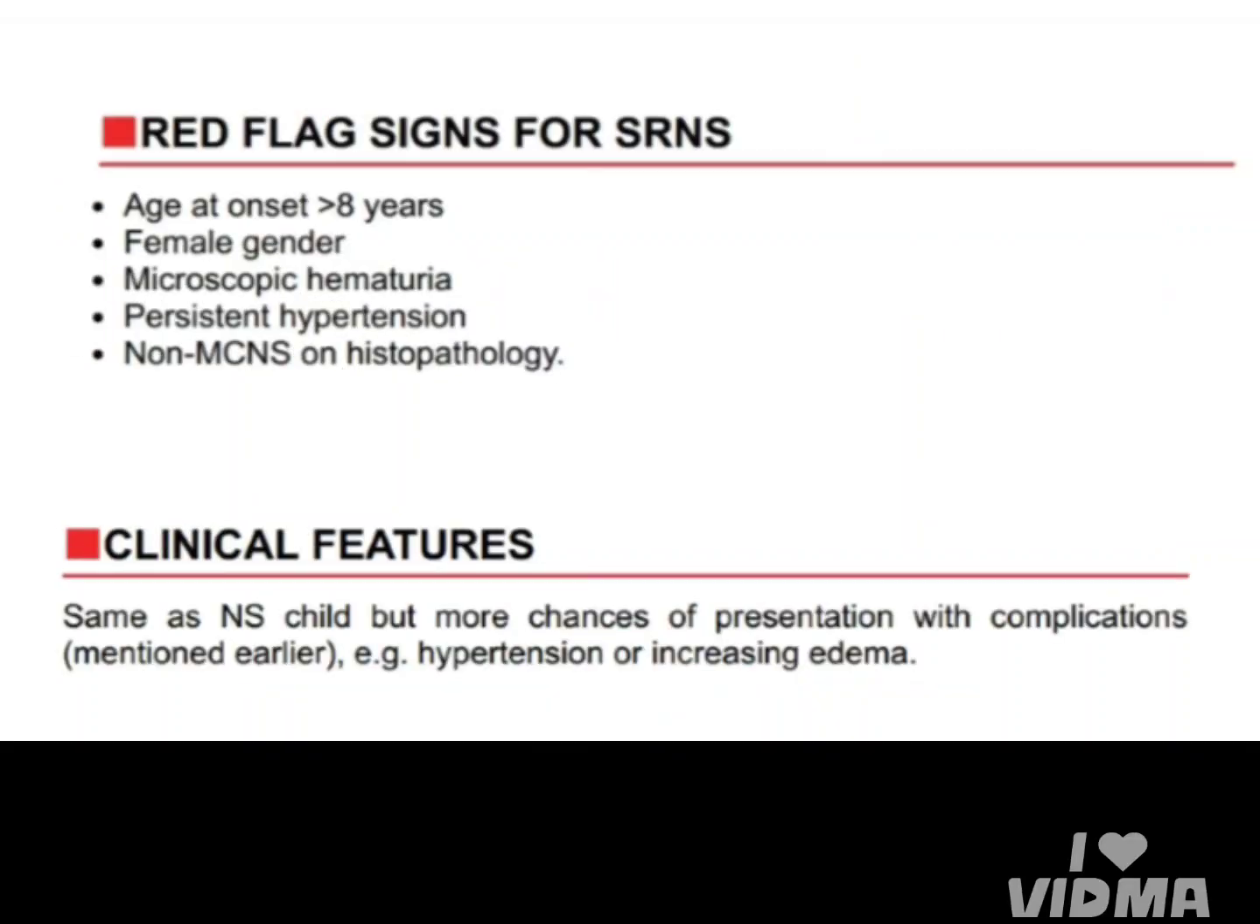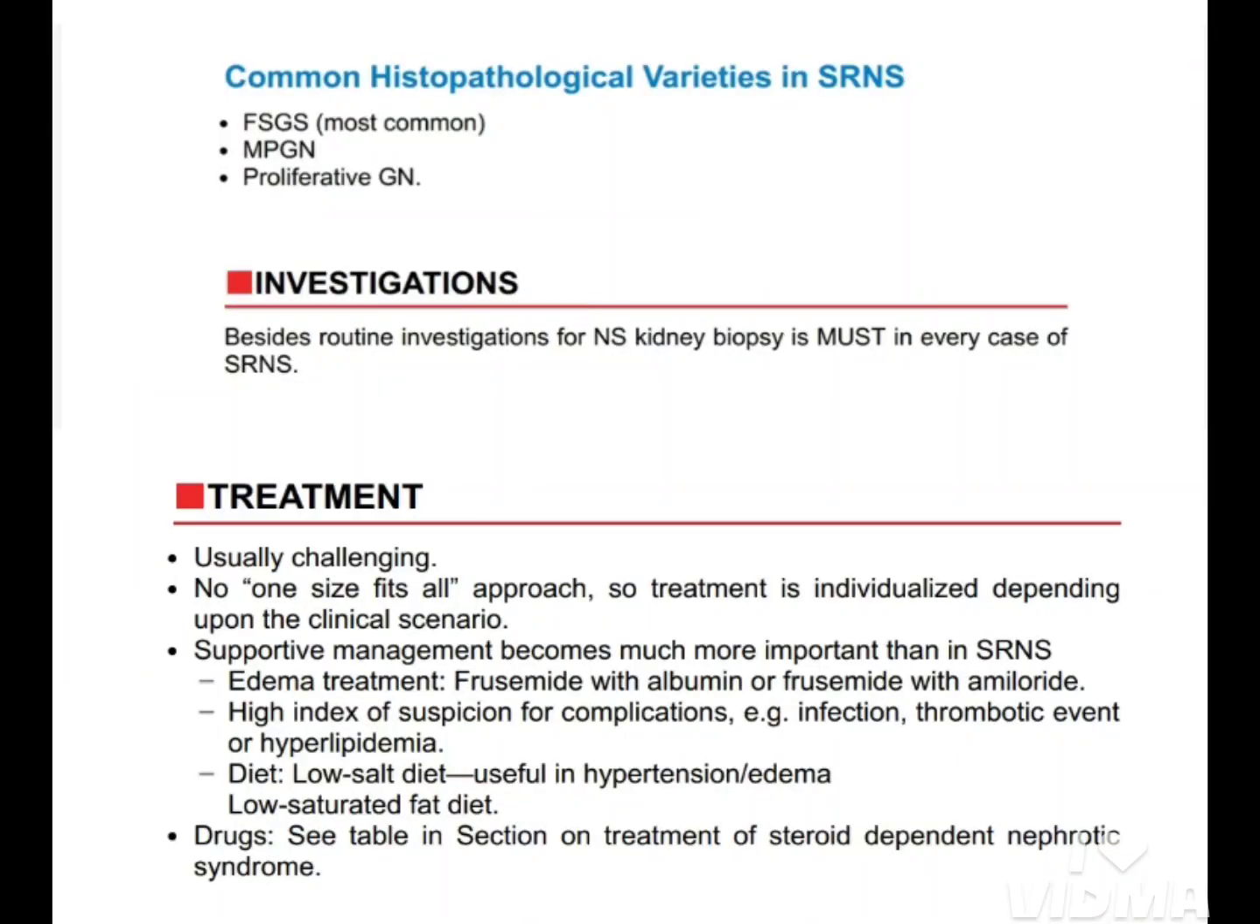Red flag signs for SRNS: age at onset greater than 8 years, female gender, microscopic hematuria, persistent hypertension, non-MCNS histopathology. Clinical features are the same as nephrotic syndrome, but there are more chances of presentation with complications. Common histopathological varieties of SRNS: FSGS is the most common, then MPGN and others. Now investigations. Besides the routine investigations for NS, kidney biopsy is a must in every case of SRNS, which is not routine in common nephrotic syndrome cases.